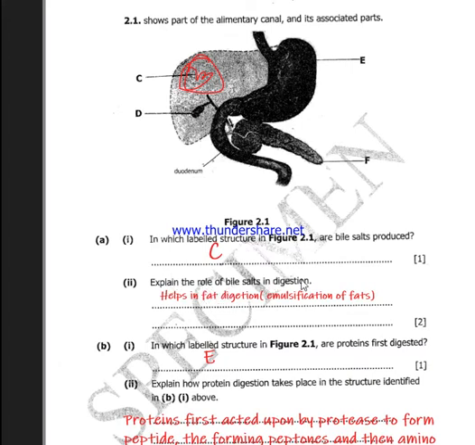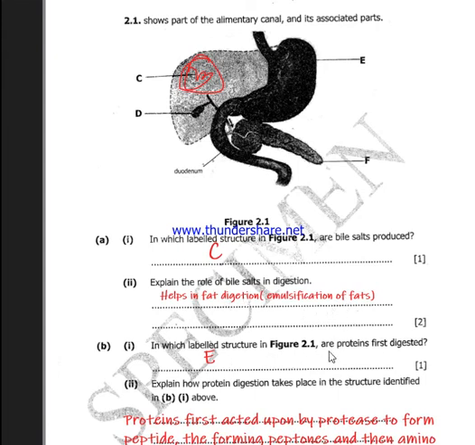Explain the role of bile salts in digestion. Like I said, bile is a combination of a lot of things. It helps in the digestion of fats, also what we call emulsification of fats. So I would advise you become competent with the word emulsification. It just means the breakdown of large fat molecules into smaller particles of the same fat molecules.